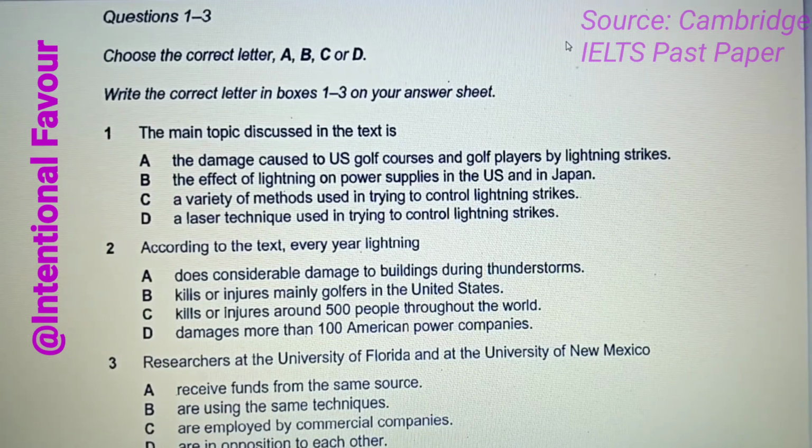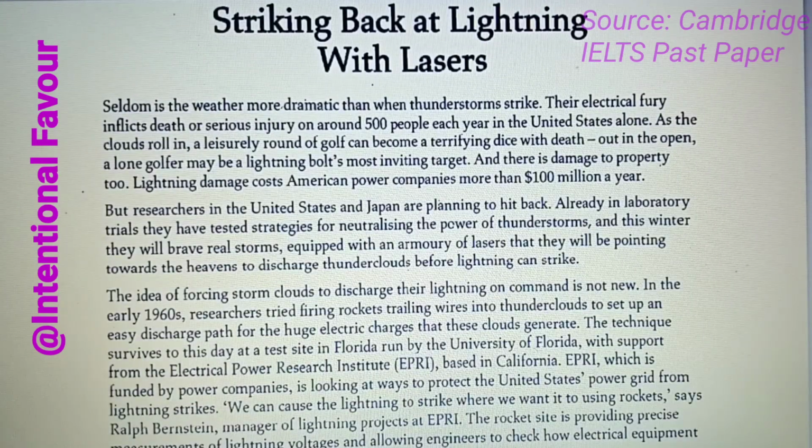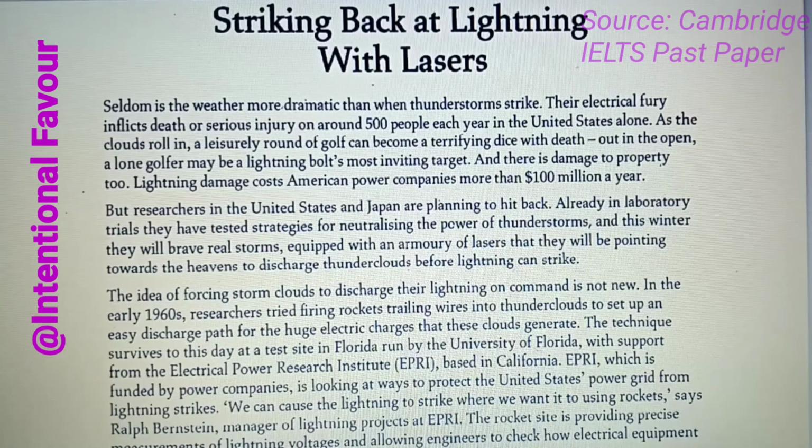So let's look at receives funds from the same source. So when it comes to University of Florida, we can see that they told us something about their funding, right? Remember, you won't see the exact word. Learn your synonyms and how to paraphrase. So it says that the University of Florida with support from the Electrical Power Research Institute. So that means they fund them, they receive support from them. That is like talking about funding, right?